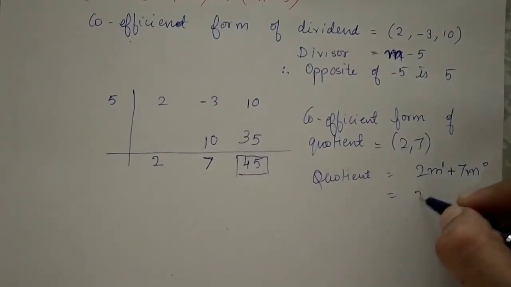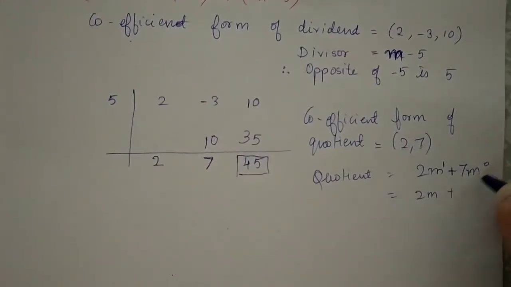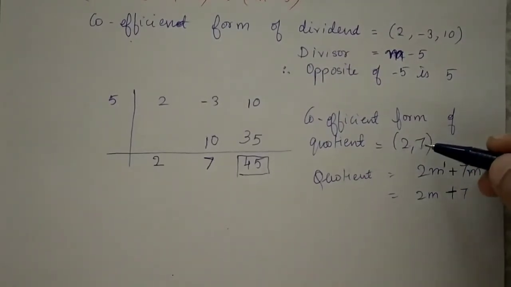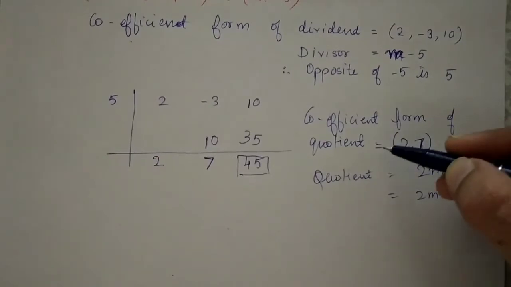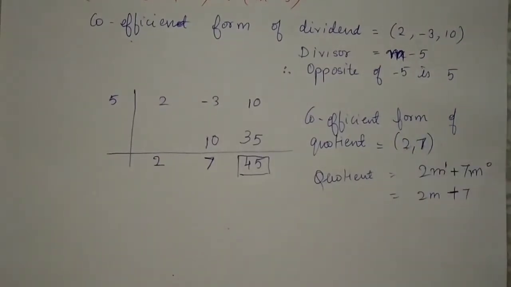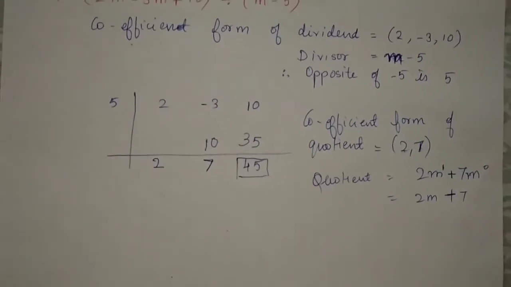But 2m raised to 1 will be 2m only, and 7m raised to 0 is 1, so this becomes 7. So in short, this remains the number. This will be m raised to 1, m raised to 2, and so on. Okay, so we got our quotient, which is 2m plus 7. Fine. Now let us proceed towards the next sum.